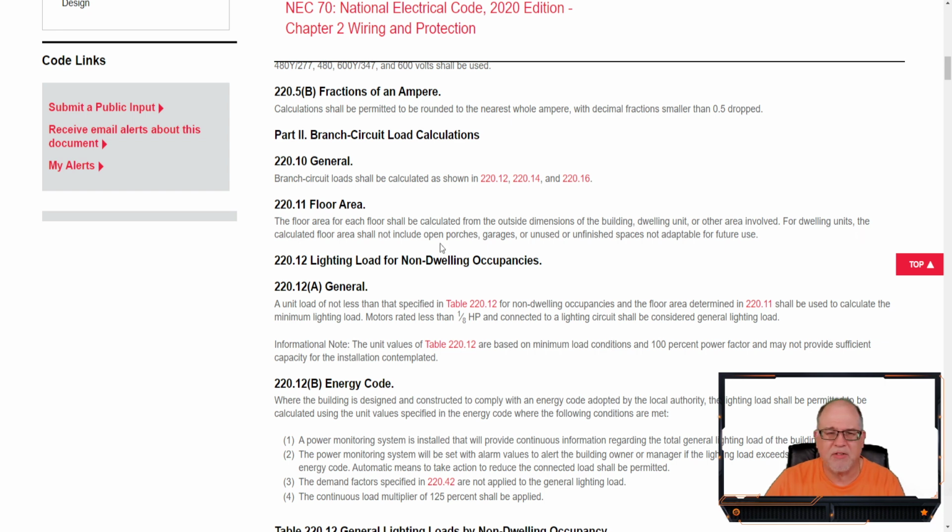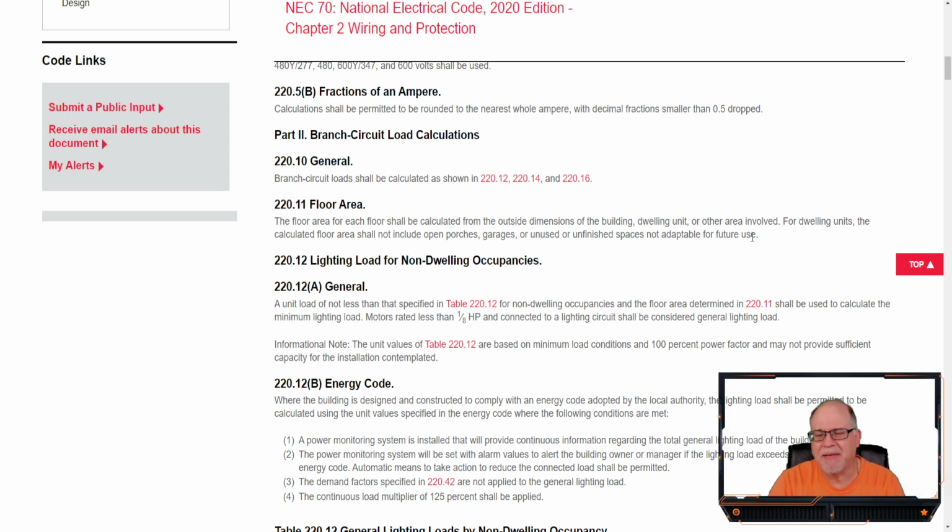It says for dwelling units, the calculated floor area shall not include open porches, garages, or unused or unfinished spaces that are not adaptable for future use. An unfinished basement, you would add that floor area because that is obviously unfinished space, but it is adaptable for future use. So you have to account for that floor area. That way, when somebody does finish off the basement, for example, the general use receptacles and general lighting are already covered. You don't have to add anything else for those. Okay, so they're already in there.